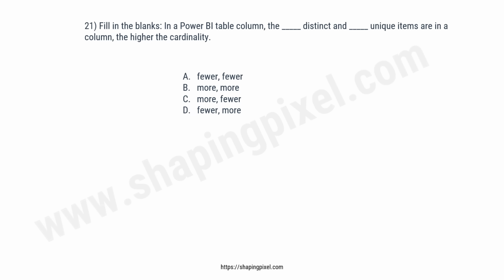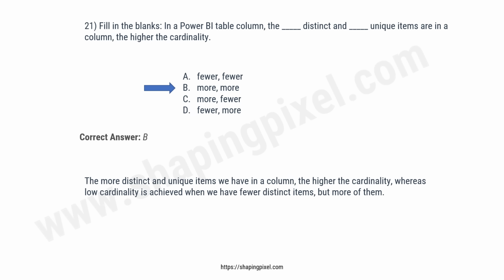Question number 21. Fill in the blanks. In a Power BI table column, the dash distinct and the dash unique items are in a column, the higher the cardinality. So we have four options. Option A, fewer, fewer. Option B, more and more. Option C, more and fewer. Option D, fewer and more. So the right answer here is option B, more, more. The more distinct and unique items we have in a column, the higher the cardinality, whereas low cardinality is achieved when we have fewer distinct items, but more of them.